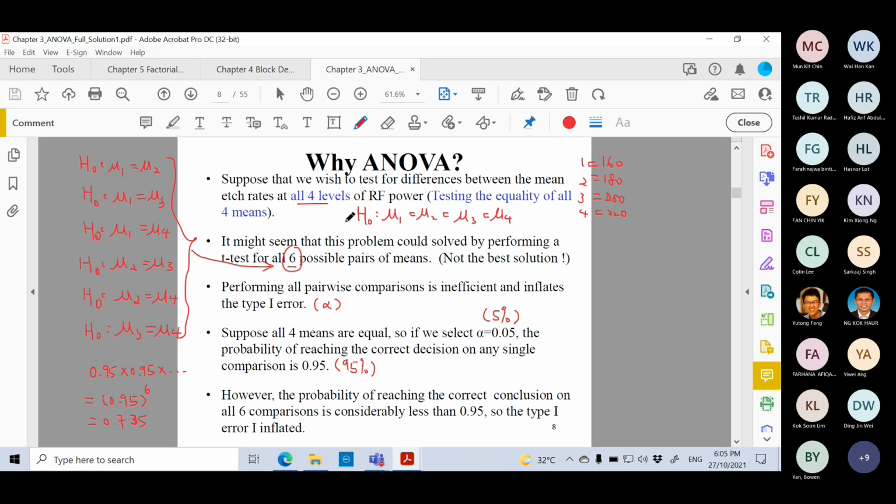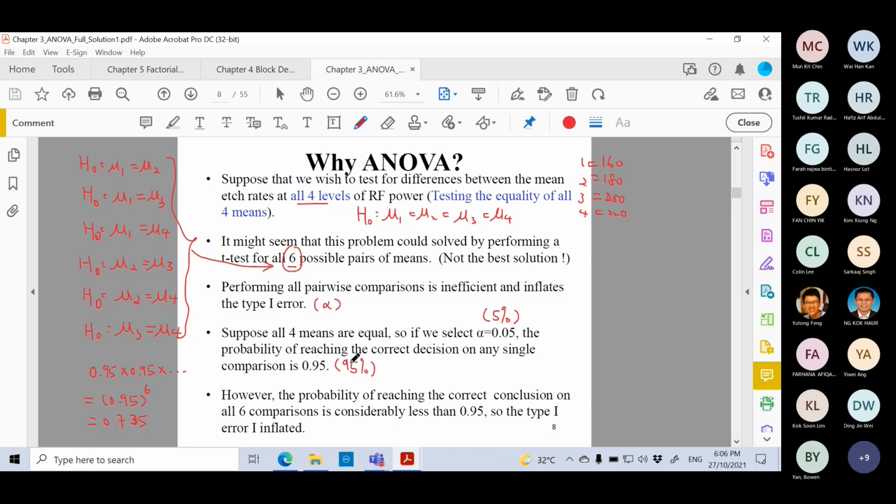Then in this slide, I mentioned to you all that instead of doing pairwise comparisons, we will compare all together. This will affect your type 1 errors, as I mentioned to you. If you do it separately, the probability of making the correct decision is 0.735. Whereas if you do it all together using the analysis of variance, you can maintain your probability of making the correct decision at 0.95.